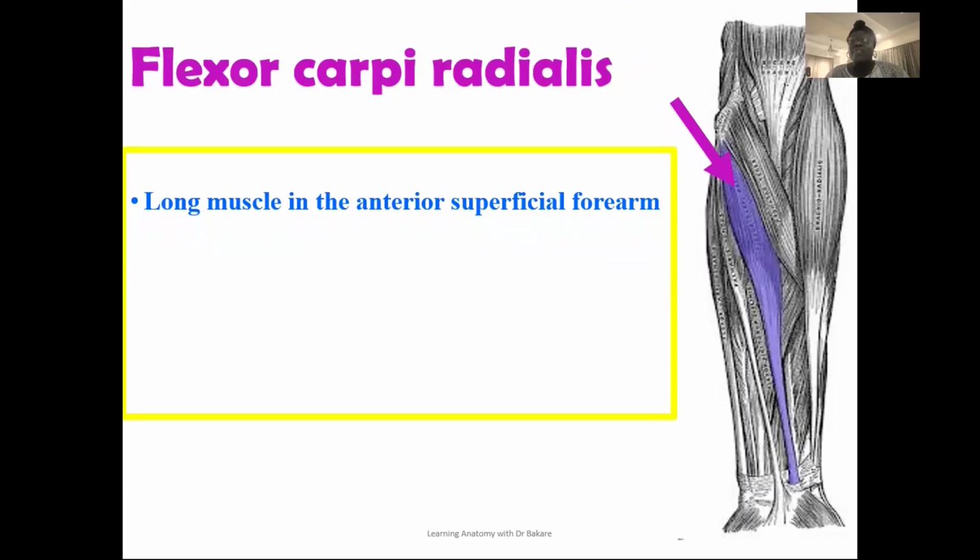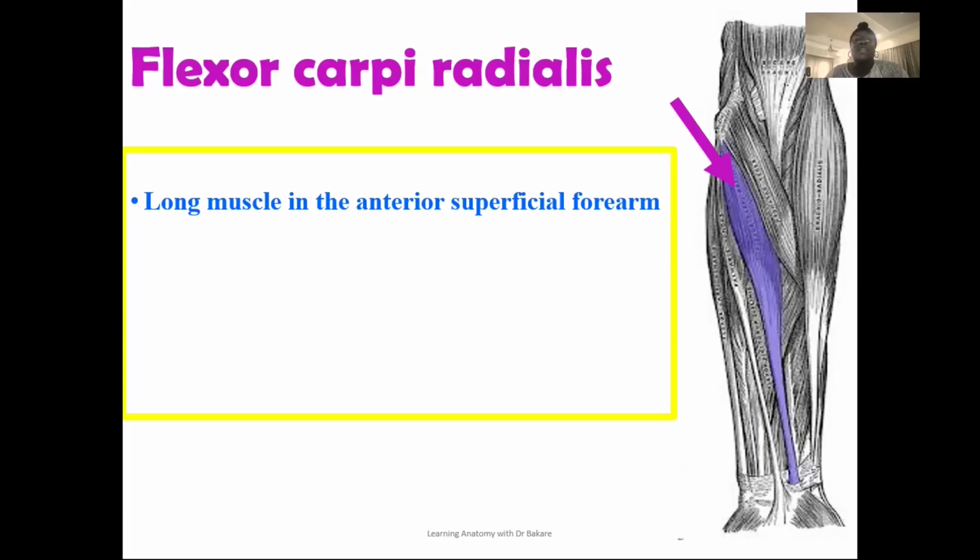If you go back to our previous lecture on the muscles of the forearm, we described in that lecture that the muscles of the forearm are divided into two compartments. We have the anterior compartment and the posterior compartment. Within the anterior compartment, we say that these muscles are further subdivided into three sublayers. We have the superficial layer, the intermediate layer, and also the deep layer.